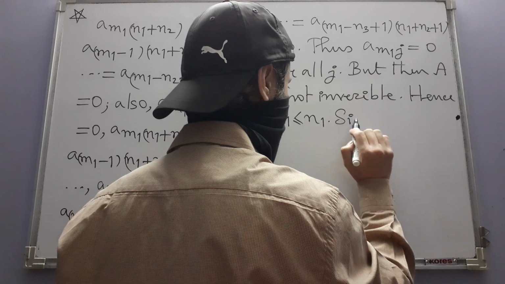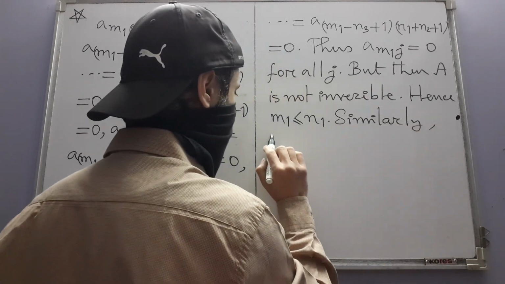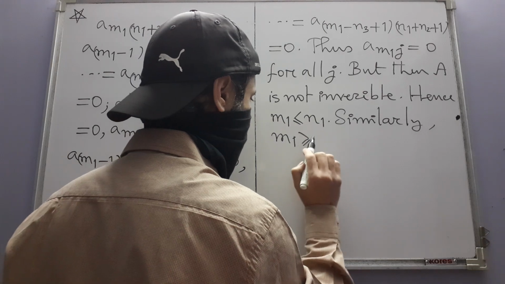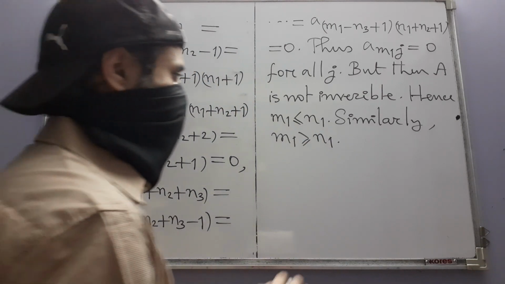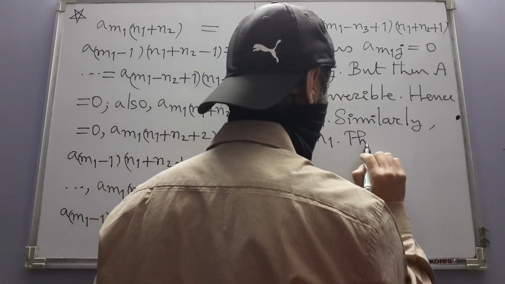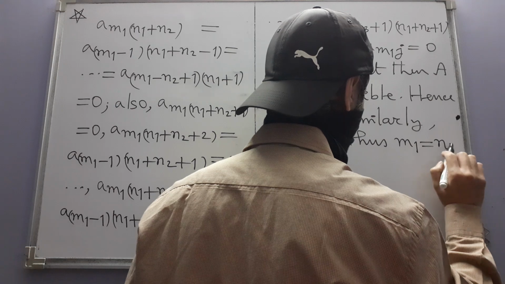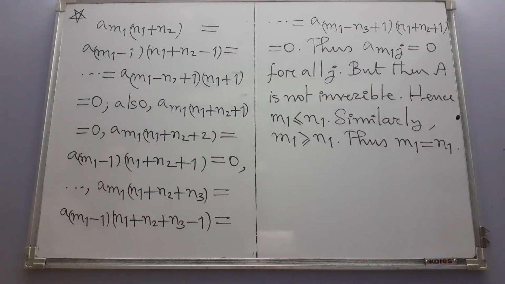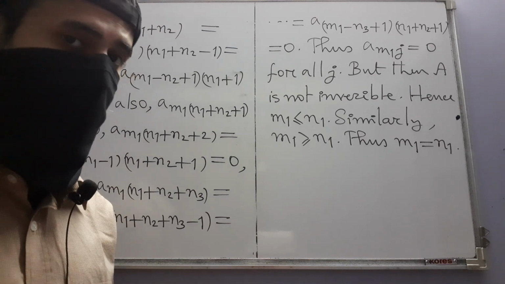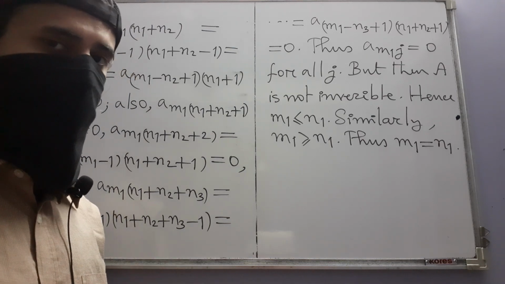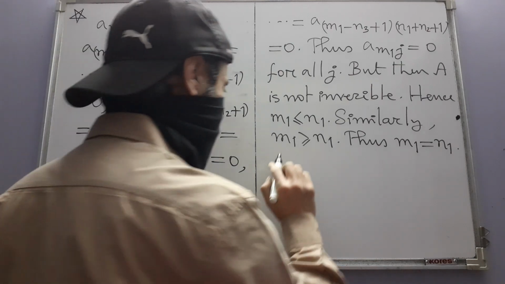Similarly, m1 also has to be greater than or equal to n1 by a similar argument. Thus, m1 is equal to n1. Okay, but that's only 1/3 of what we want to show. We also have to show that m2 is equal to n2 and m3 is equal to n3.